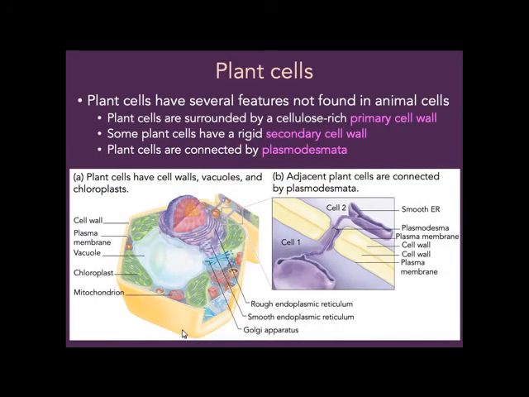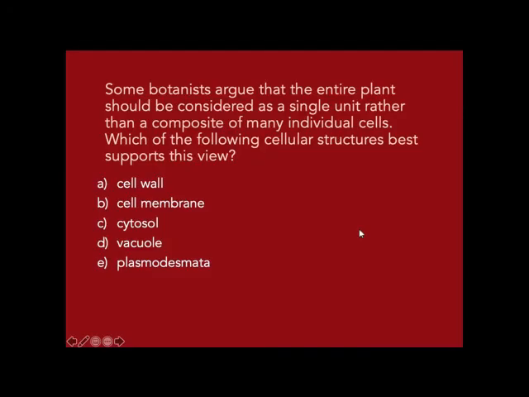Okay, so as you know from 1113, plant cells have many features that are not found in animal cells. Plant cells have a primary cell wall, which is made of cellulose. Some plants also have a secondary cell wall, and there are little holes that connect one cell to another so that the cells can communicate with each other. The holes are called plasmodesmata. Remember that? And you can even see here that the rough endoplasmic reticulum and the smooth endoplasmic reticulum are kind of leaking between the two cells and communicating materials from one side to the other.